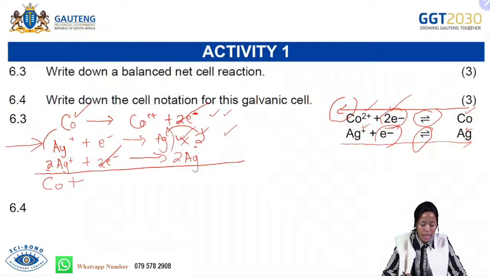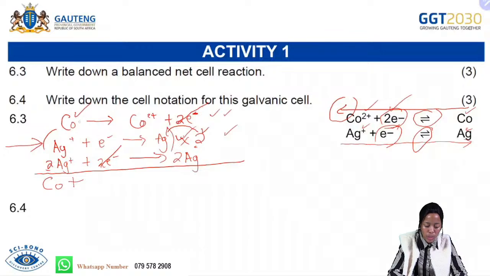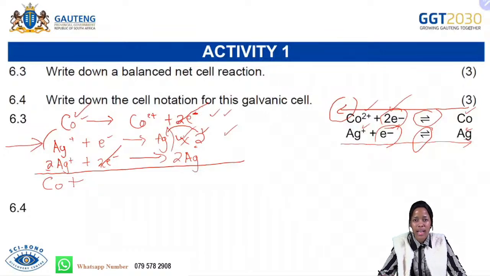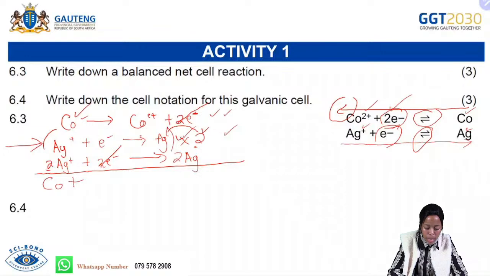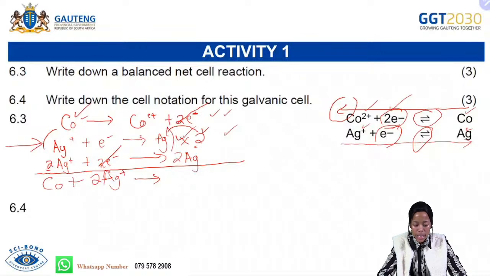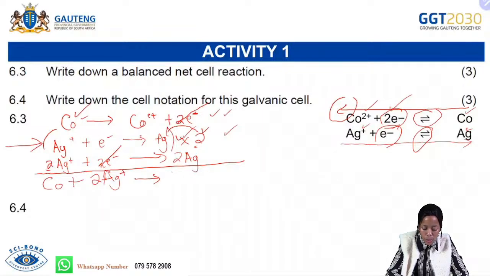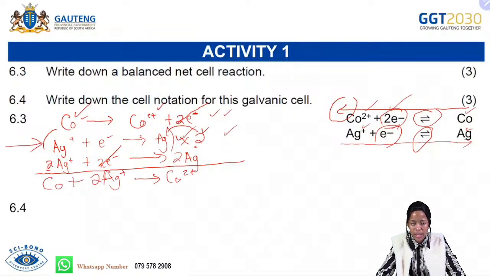So what is it that we have currently? When it comes to the oxidation half reaction, we have the cobalt. So we write the cobalt, plus 2Ag+. That is what we have on the left-hand side. And then on the right-hand side, what is it that we have? We are left with Co2+. So we write that Co2+, that is what we have left there.